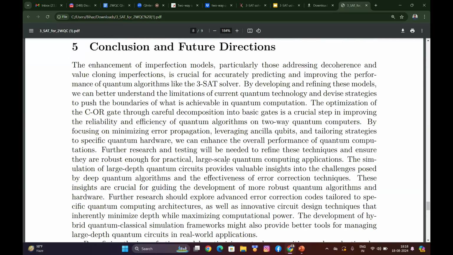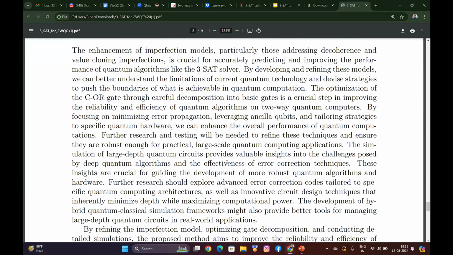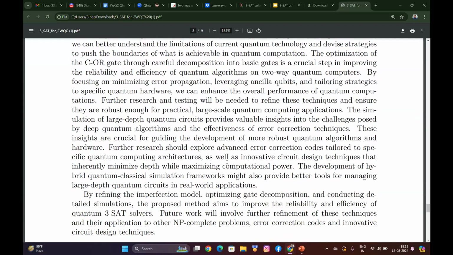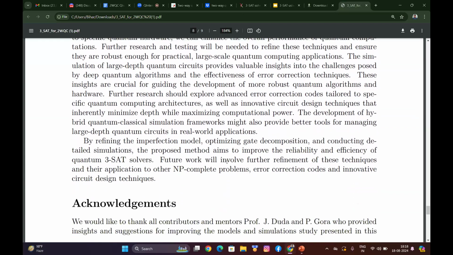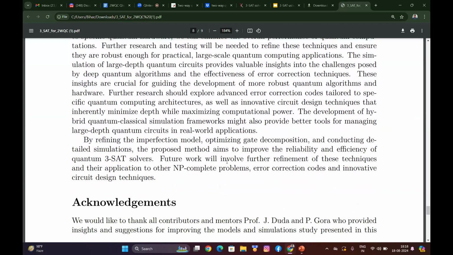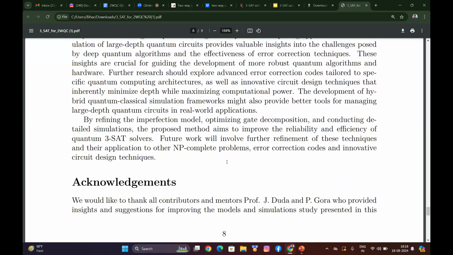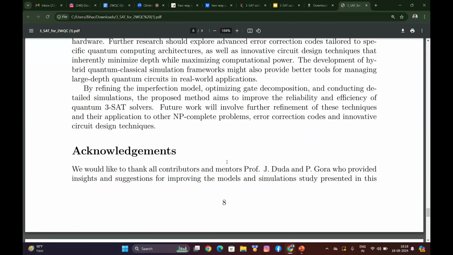Future research will include refining the techniques and ensuring they are robust and practical for large-scale quantum applications. Further, we will explore advanced error correction codes tailored to a specific quantum algorithm for maximizing computational power.